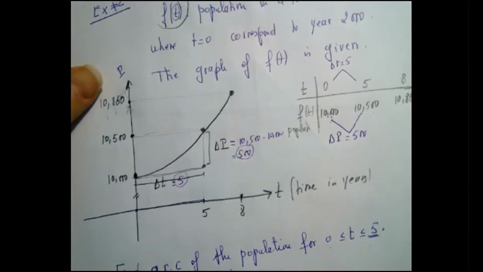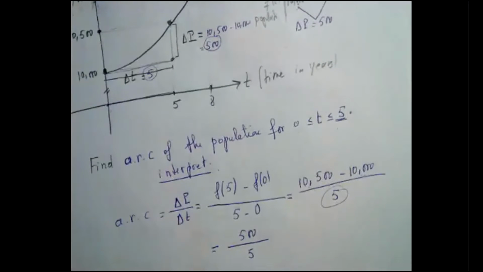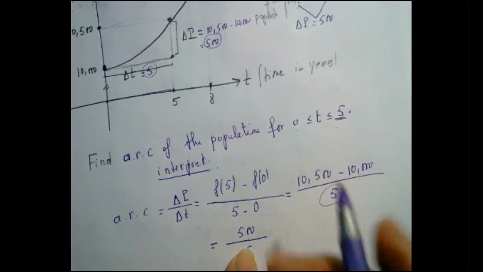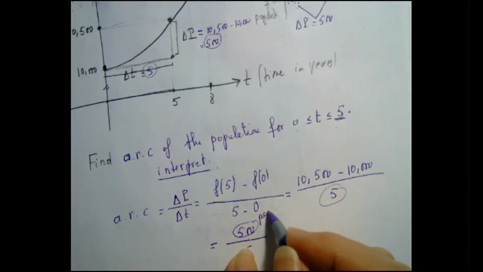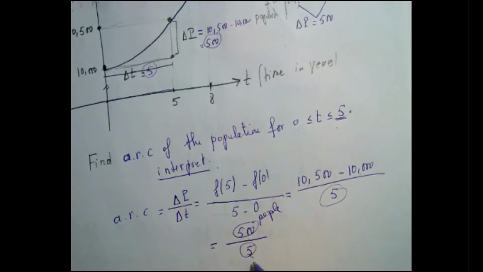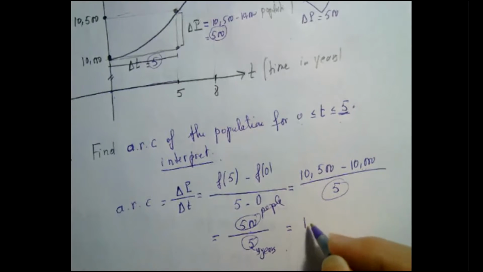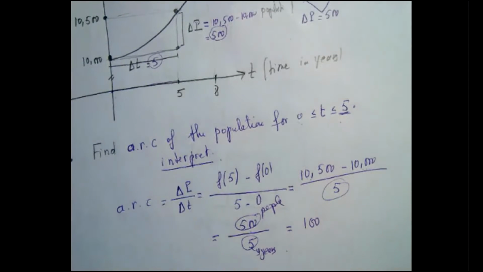But now, let us give it a little bit of meaning. The 500 tells me that in 5 years, this is people here, the population changed by 500 people over a period of 5 years. So when I divide them, I'm going to get 100. But what does this 100 tell me? It tells me that every year the population changes by 100.